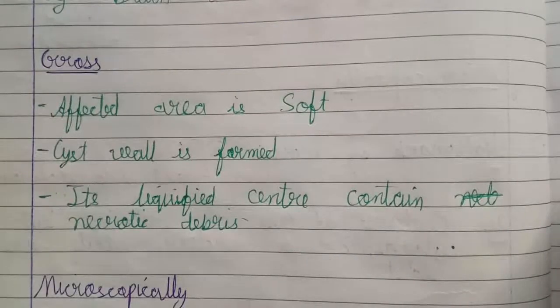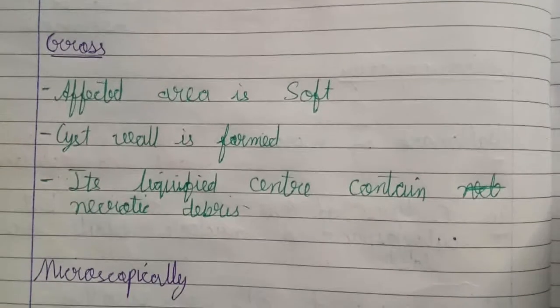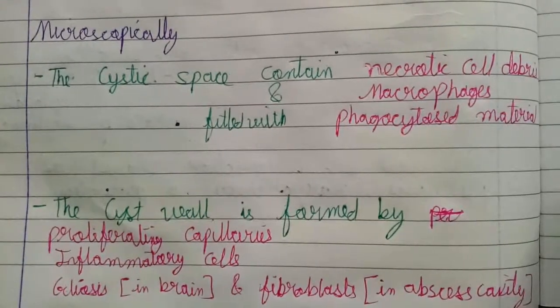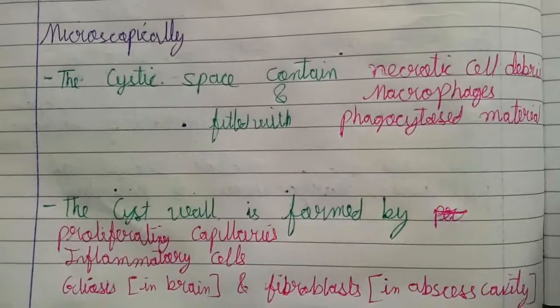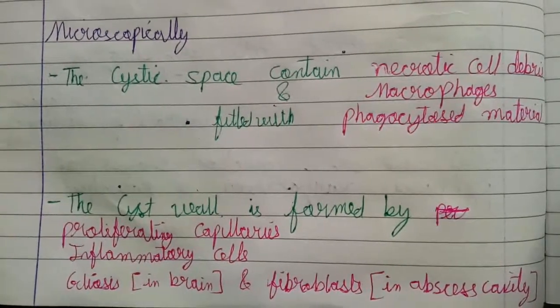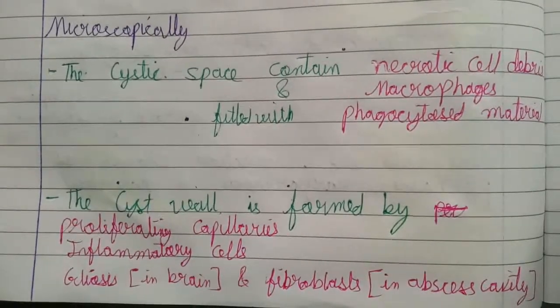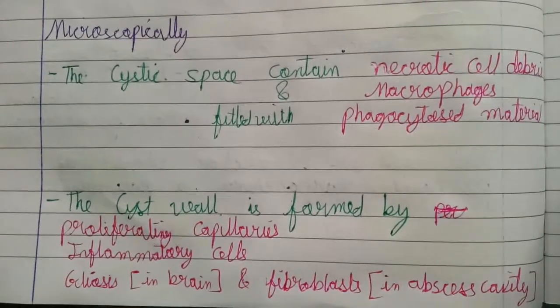Grossly the affected area is soft, a cyst wall is formed around it, and the liquefied center contains necrotic debris. Microscopically the cystic space contains necrotic cell debris and macrophages filled with phagocytosed material, and the cyst wall is formed by proliferating capillaries, inflammatory cells, gliosis, that is, glial cells in the brain, and fibroblasts, that is, proliferative in an abscess cavity. So this is all about liquefaction necrosis.